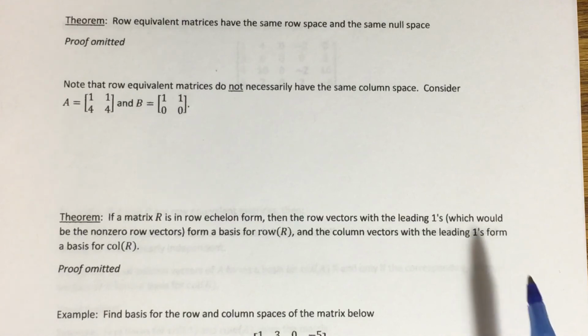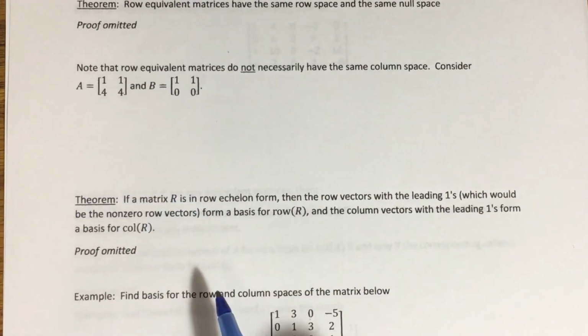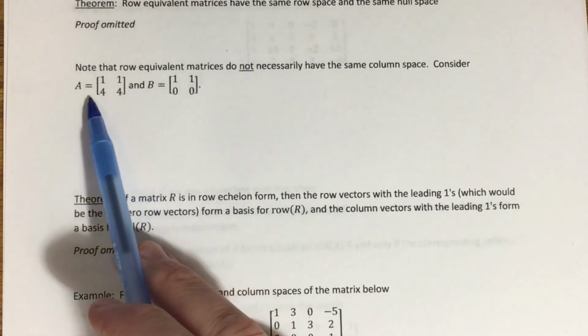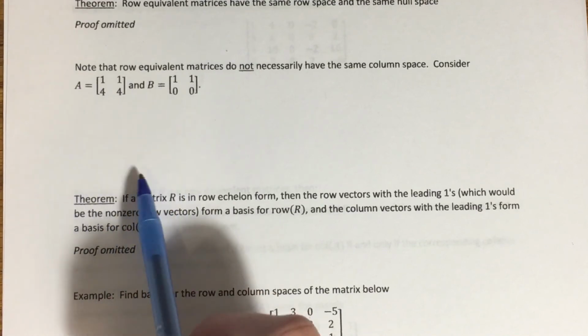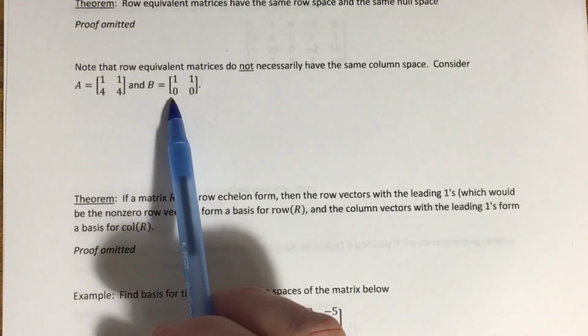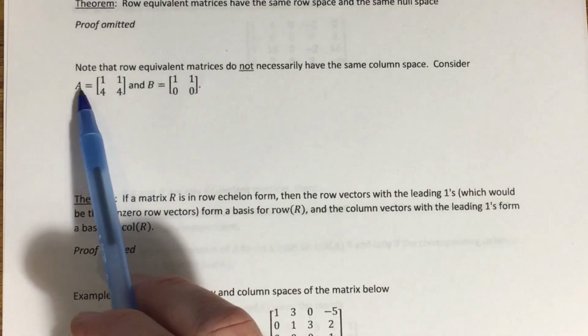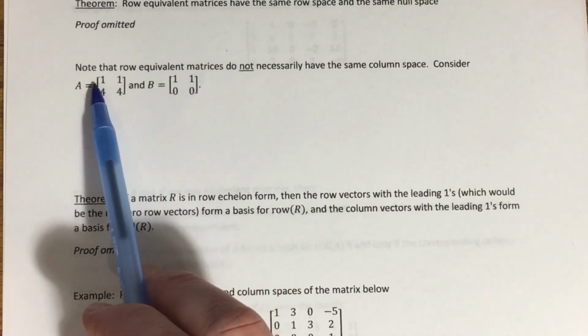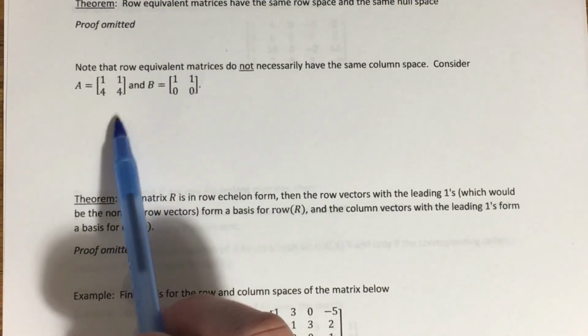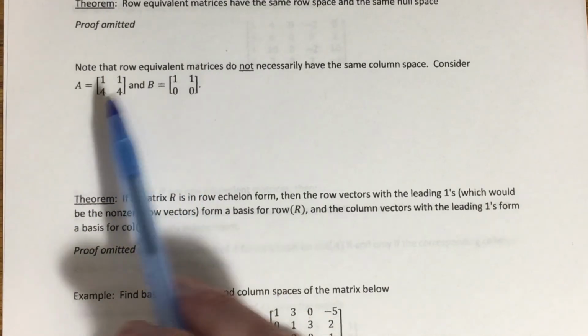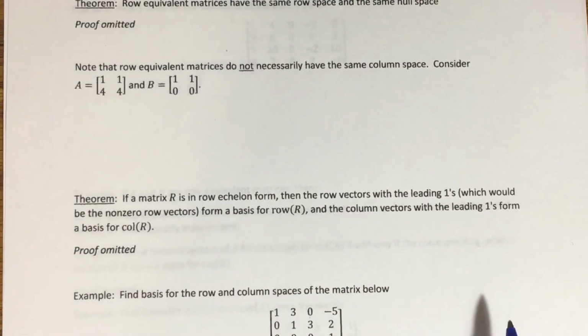and we can look at a simple example to see why. So here are two row equivalent matrices, A and B. I know that they're row equivalent because to get B from A, I could just multiply the first row of A by -4 and add it to the second row. So one row operation on A can produce B. That makes them row equivalent.